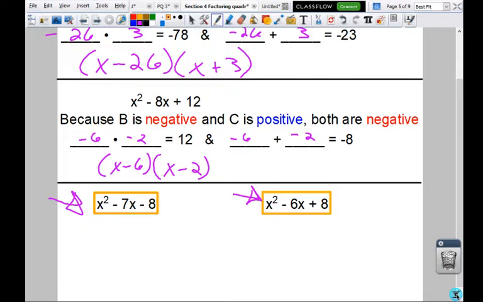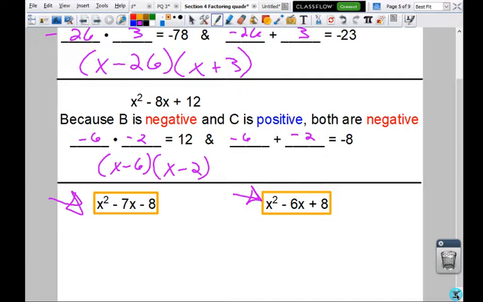It's negative 4 times... But they both have to be negative. Well, they multiply to be negative 8, right? So only one's negative, one's positive. Is negative 4 plus 2 negative 7? No, since B is negative.